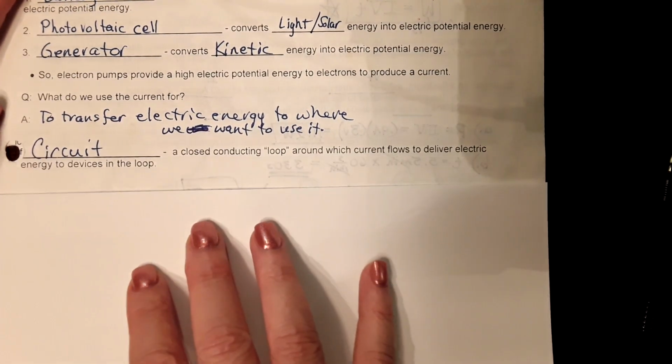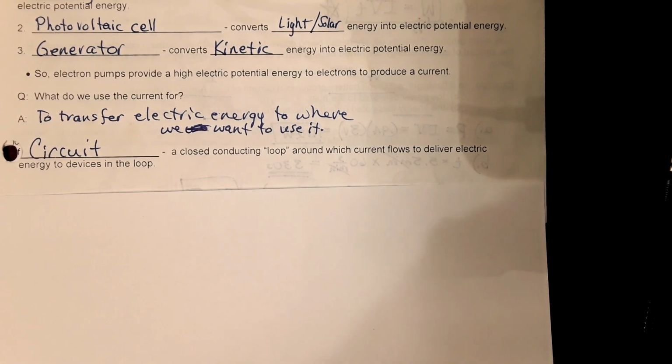Now, a circuit is a closed conducting loop around which current flows to deliver electric energy to devices in the loop. So when you plug in your cell phone or your microwave or your laptop or your hairdryer, it becomes part of a circuit, a closed conducting loop. And when you turn the device on, the loop is closed and current will flow and operate the device. It will take energy to your device and make it run.